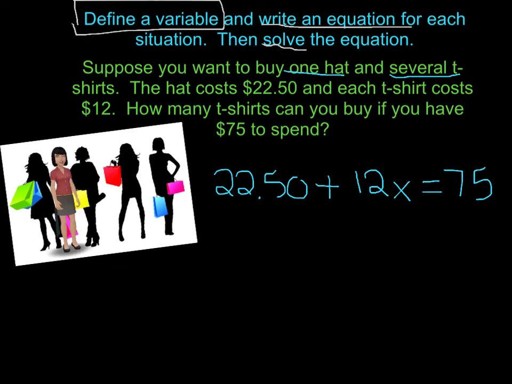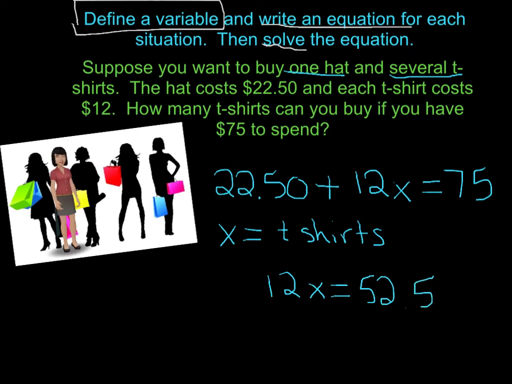So here's my equation, and then I have to define the variable that my variable x represents the number of t-shirts. So define your variable, write the equation, and now we're going to solve the equation, solve for x. So I'm going to subtract $22.50 on both sides, which leaves me with $52.50 left over for t-shirts. And now I'm going to divide $52.50 by 12.